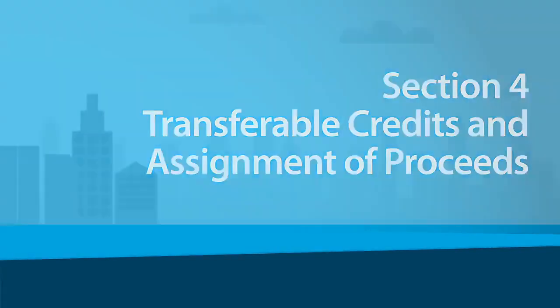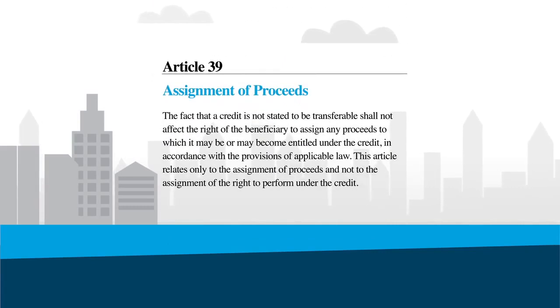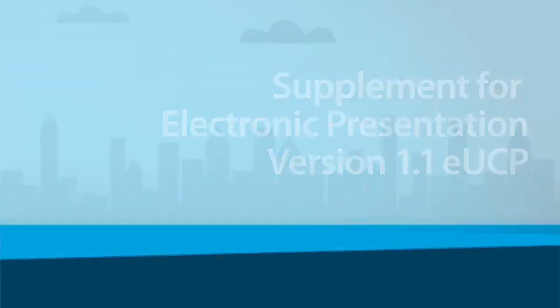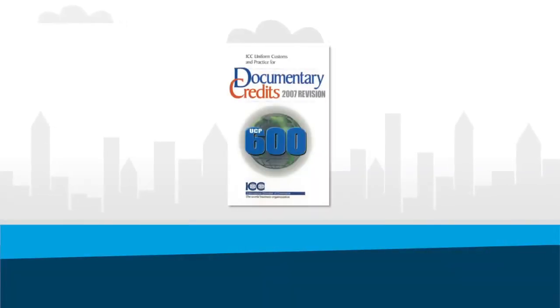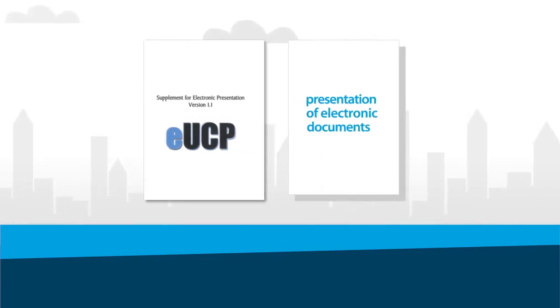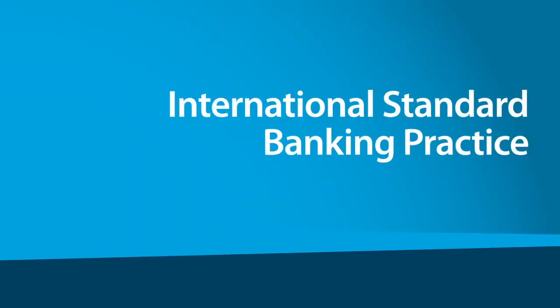Section 4. Transferability and assignment. The final section of the UCP deals with the concept of transferability and assignment of proceeds. For example, the UCP tackles subjects such as whether a beneficiary can transfer the right to make a presentation under a letter of credit to another party. UCP 600 also includes version 1.1 of the e-UCP, a supplement which outlines the rules that govern the presentation of electronic documents.